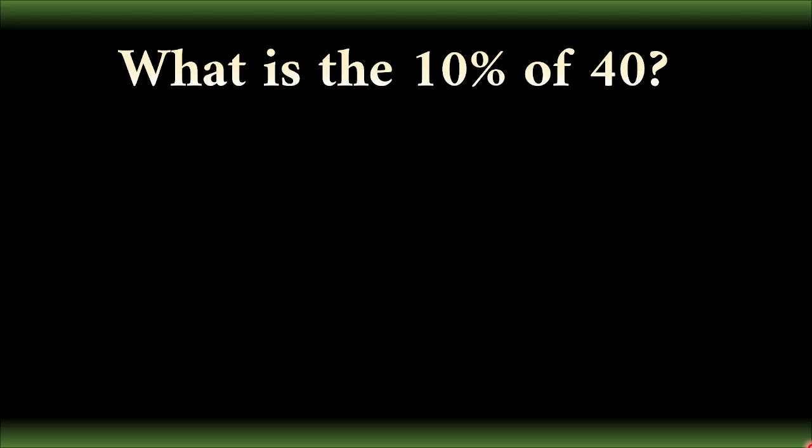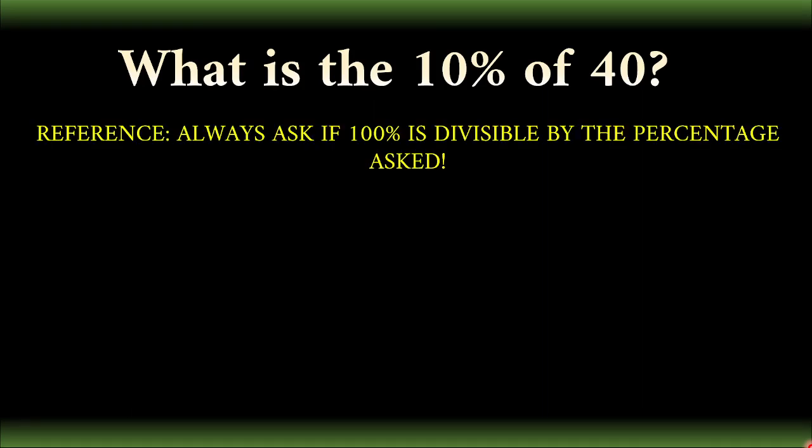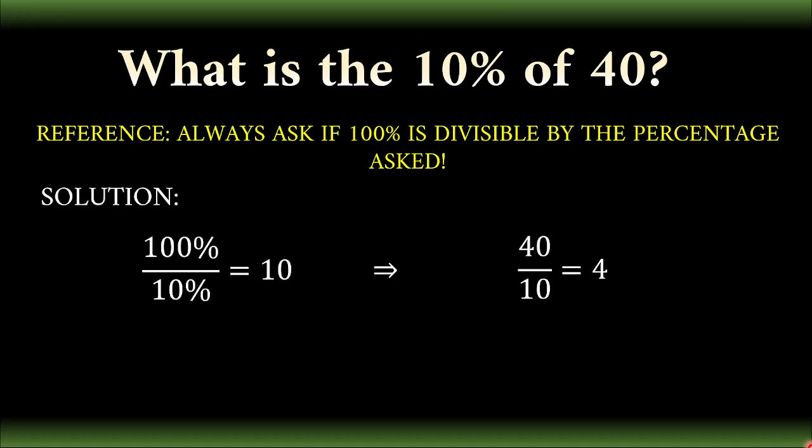So to answer this one by mental calculation for just a very short period of time, we have to consider this reference. We have to always ask if 100% is divisible by the percentage asked. So in this particular example, we have to ask ourselves, can we divide 10% from 100%? If the answer is yes without a remainder, then we can use mental calculation or we can use this technique for this specific problem. So we have to solve this one by dividing first 10% from 100%.